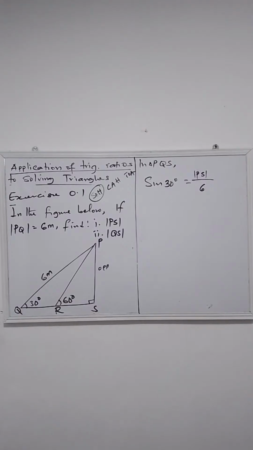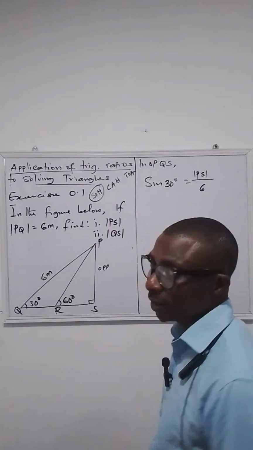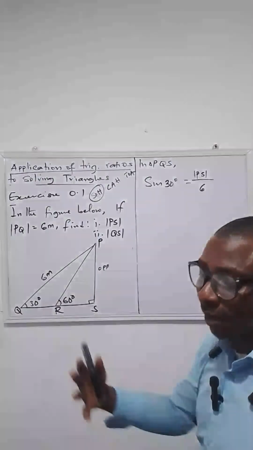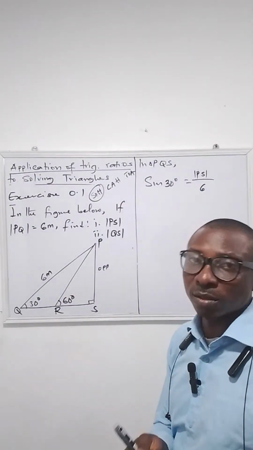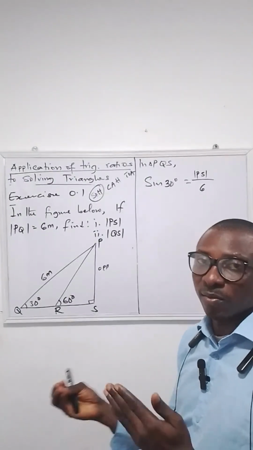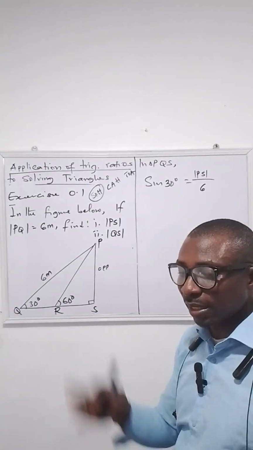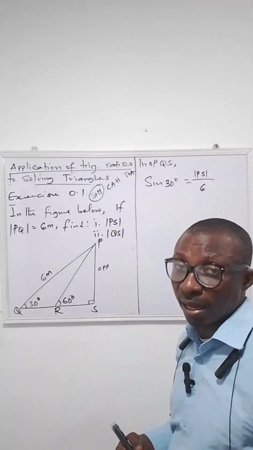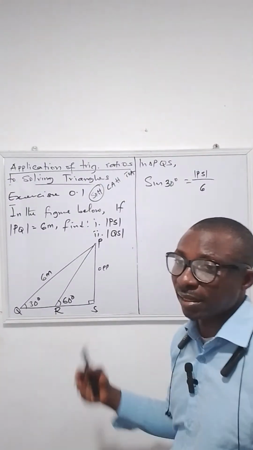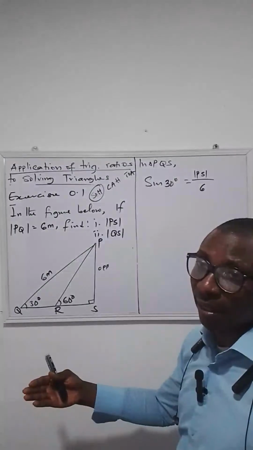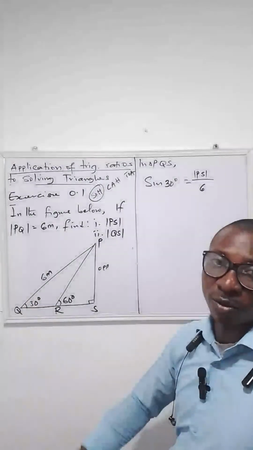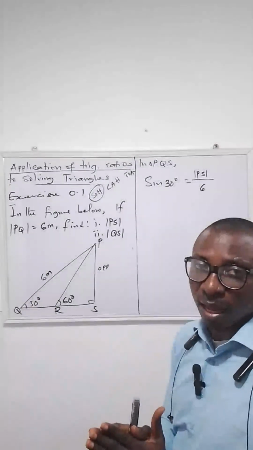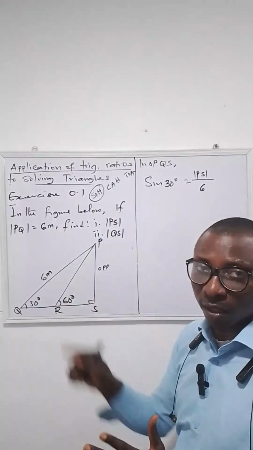Sine 30 is 1 over 2. That is very good. Get used to it. Sine 30 and cos 60 are the same thing. You can check the last video, if you did not, we are not in the class when we discussed that. So sine 30 and cos 60 have a value of 1 over 2.